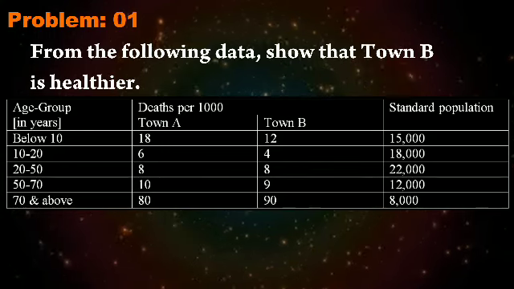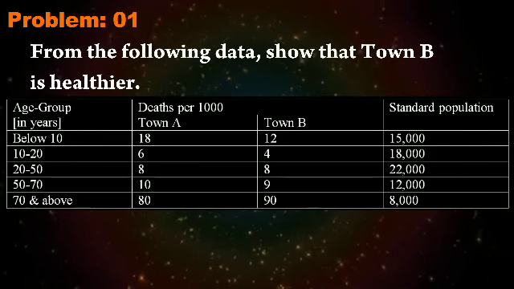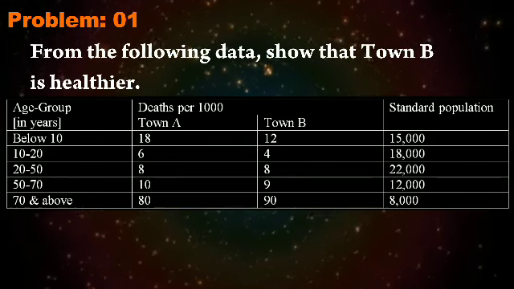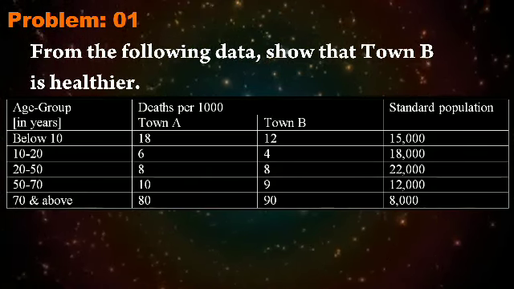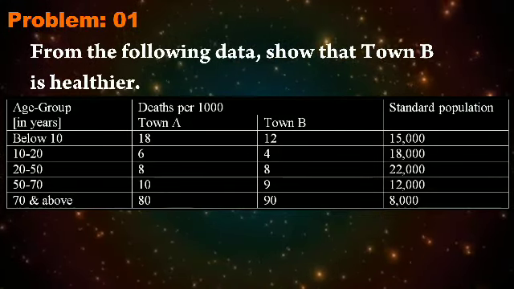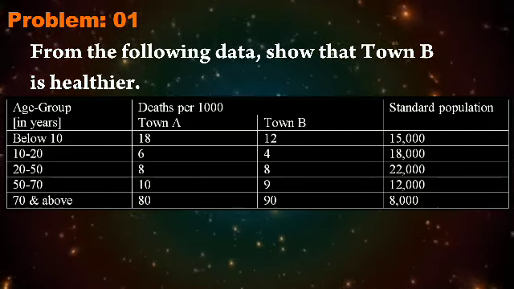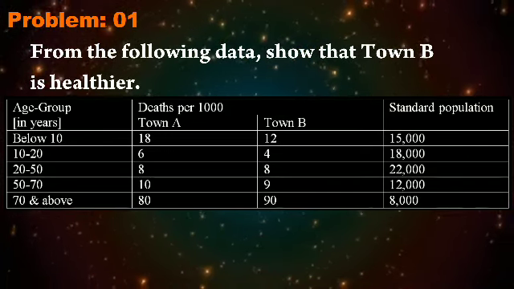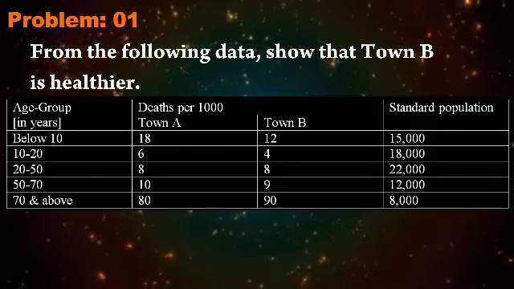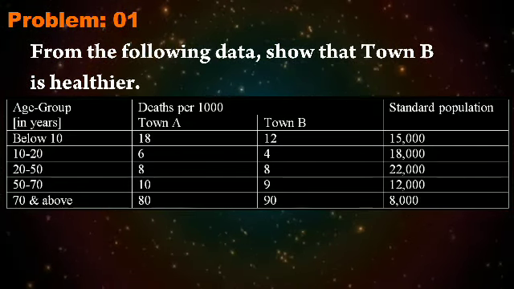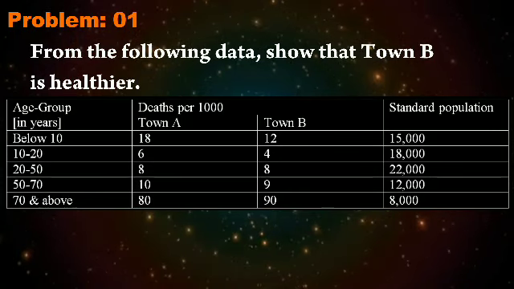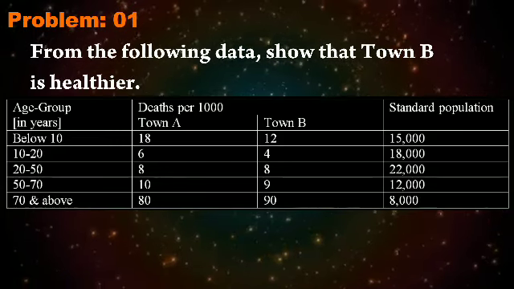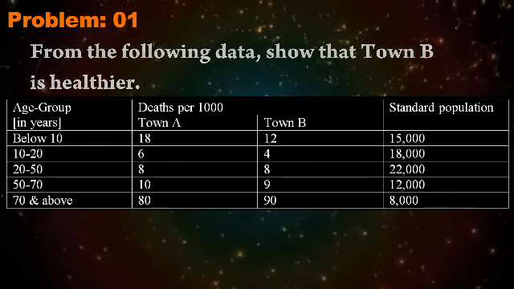Here, as you can see, deaths per thousand is given, which means direct ASDR values are given. Since ASDR values are given, deaths and population of the respective age groups are not given in the question. So, since direct values are given, population and death rate of town A and town B is not mentioned in the question. Here different age groups are given along with ASDR values of town A and town B along with the standard population.